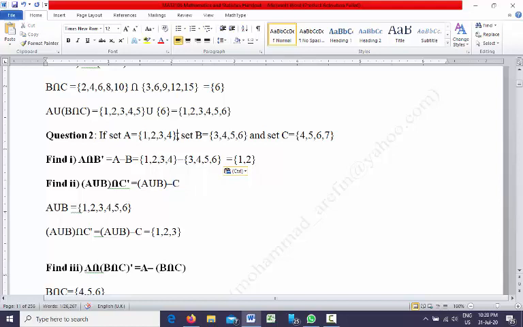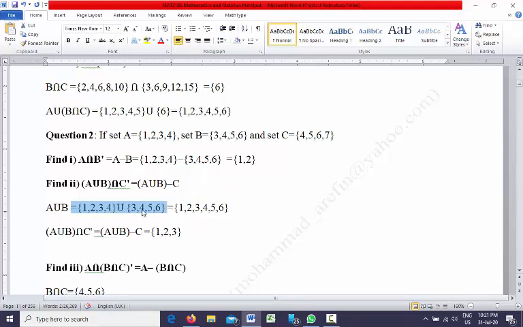So this is set A, and we want to do union. This is A union B, so this is set B. This is set A, and this is set B, and we want to do union. Union means common, uncommon, everything.